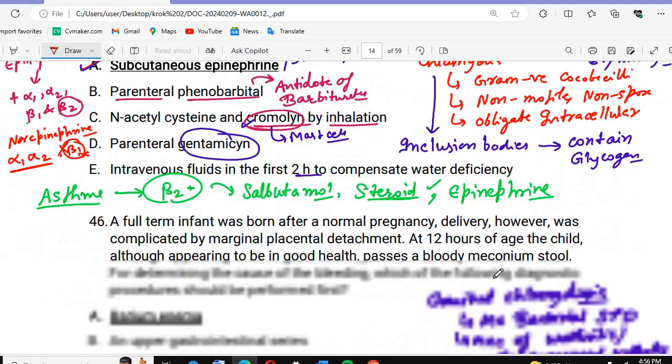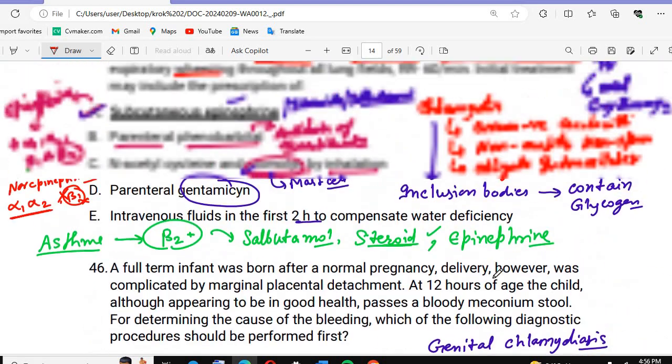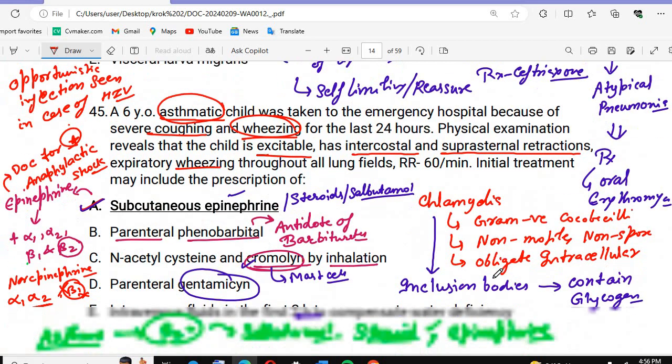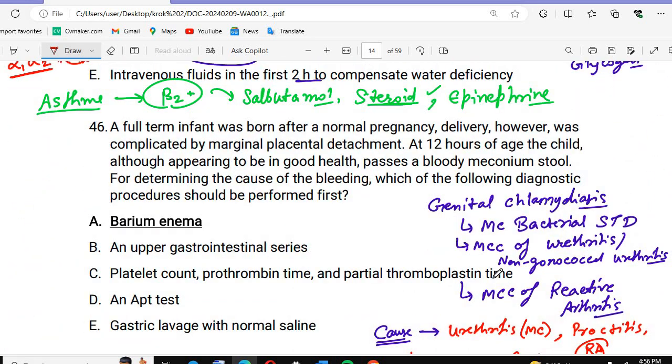Okay. Then the next question. I hope this is clear. The next question: we have a full-term infant born after a normal pregnancy, however delivery is complicated by marginal placental detachment. At 12 hours of age, the child, although appearing in good health, passes a bloody meconium stool. For determining the cause of the bleeding, which of the following diagnostic procedures should be performed first? So what will we perform from behind?